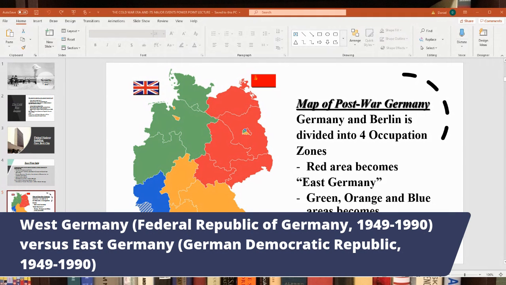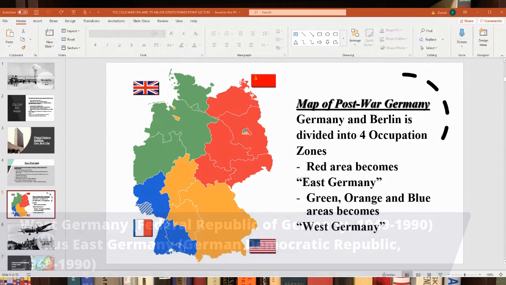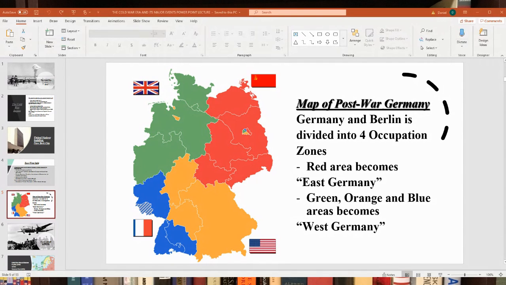Those were the real names that they called West Germany and East Germany: Federal Republic of Germany, West Germany, and German Democratic Republic, East Germany. But a lot of people didn't call them that. They called them West Germany and East Germany, pretty much. And later it would be divided for about 40 years. And then eventually in 1990, they were, of course, reunited.